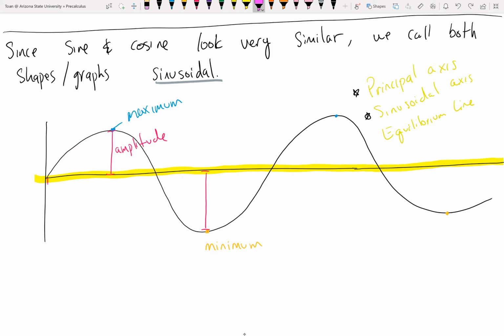Well, the horizontal length needed to make that one shape, this is what we call the period. So the period of a function is the horizontal length, the amount of angles needed to produce one full picture of your function. That is the definition of a period.